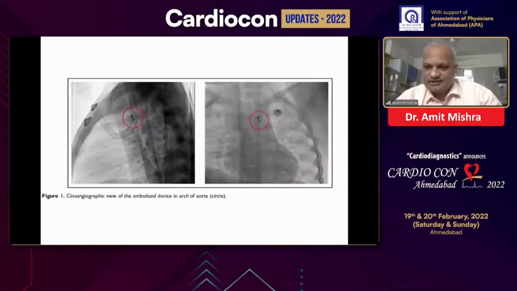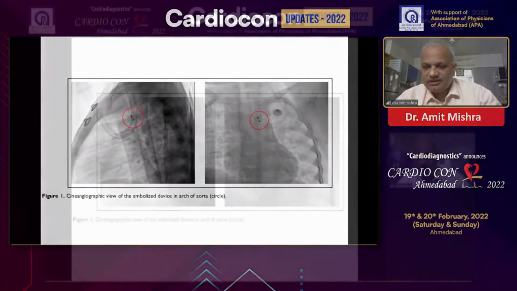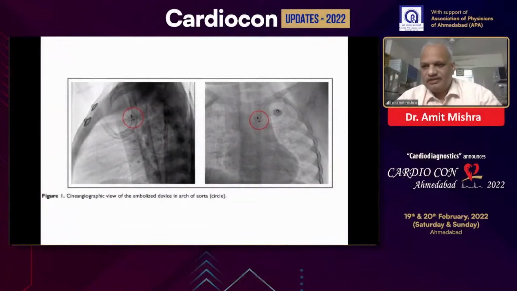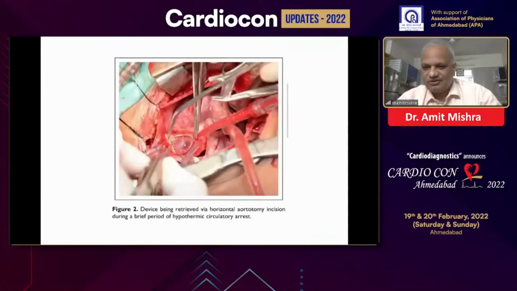Incidentally, the device slipped into the arch. But the cardiologist was so aggressive that he pulled back the device and put it again into the perimembranous VSD. After 4 hours, I got a call that the device had embolized back into the arch. So in an emergency, I had to go back and remove this device. It was just in front of the innominate artery. You can see the device is quite large. It can obstruct both the innominate as well as the carotid artery and cause major disasters.